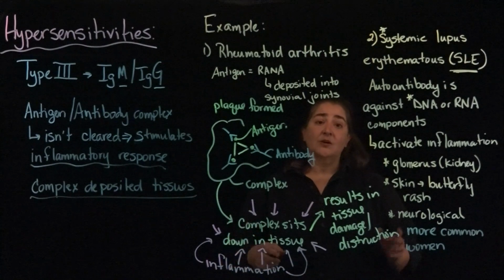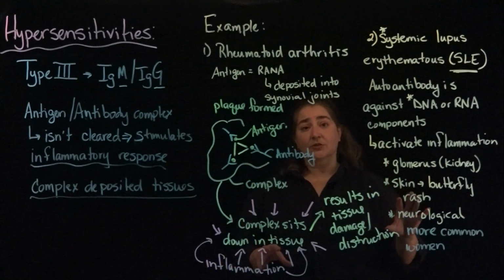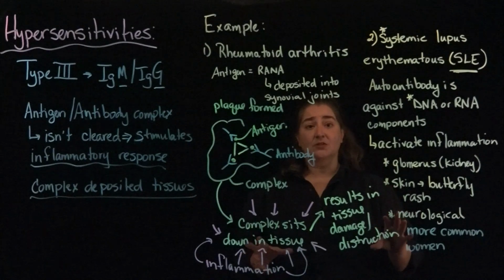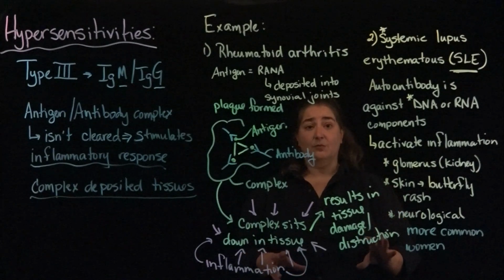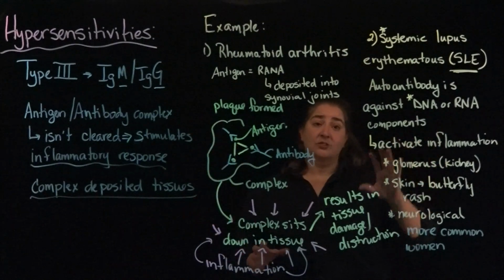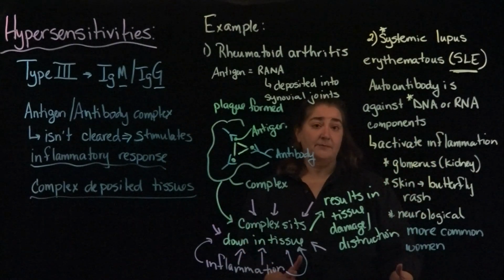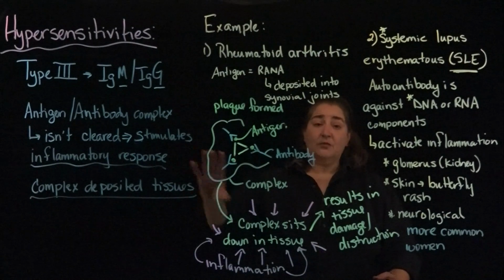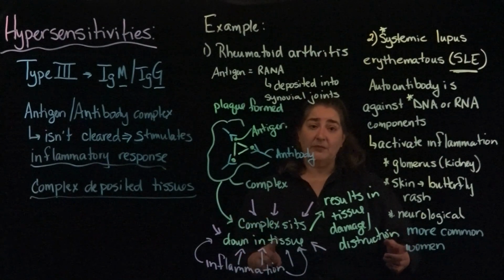This is why understanding how the cellular reactions that happen associated with disease states are important. You can have targets for therapies that are developed when you understand what's going wrong in the body. So type 3 hypersensitivity, we're going to wrap up here.